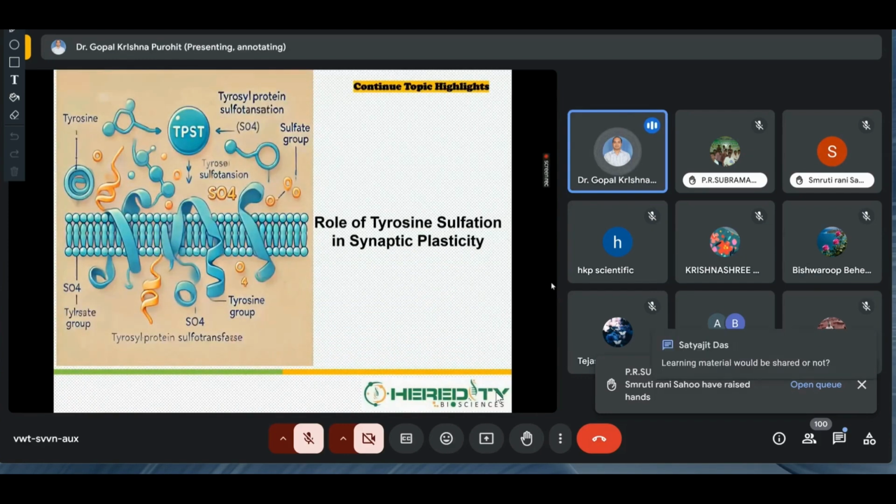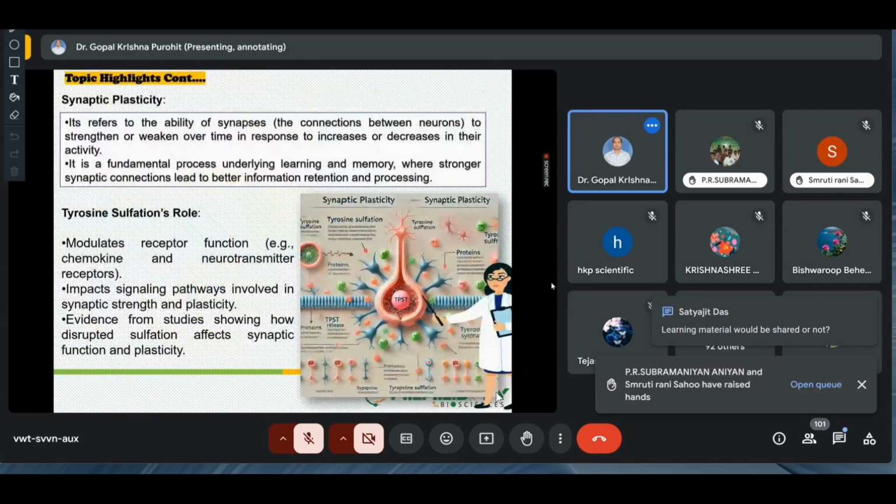Now we'll move on to the role of tyrosine sulfation in synaptic plasticity. What is synaptic plasticity? It refers to the ability of synapses, the connections between neurons, to strengthen or weaken over time in response to increases or decreases in their activity. It is a fundamental process underlying learning and memory, where stronger synaptic connections lead to better information retention and processing.